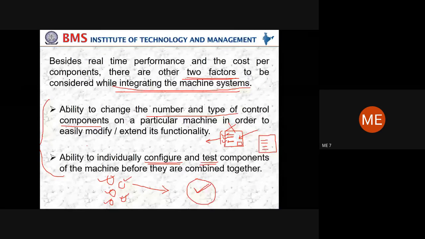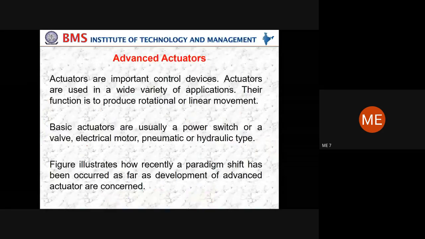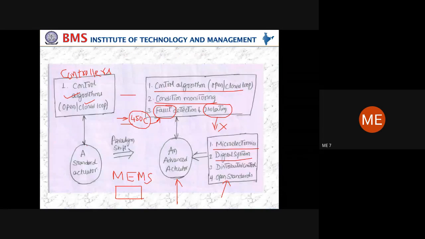Then question number 4 is regarding advanced actuators. What are the components of advanced actuators? Explain. If you want to design an advanced actuator, what are the factors which an advanced actuator is supposed to have? So this is for the standard actuator and this is for the advanced actuators.